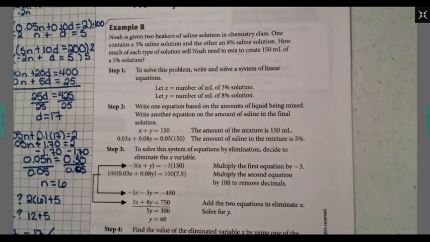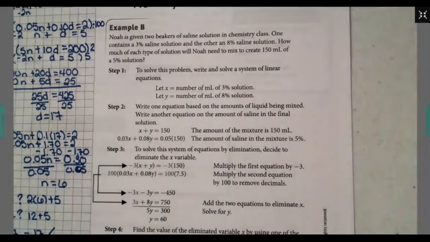Example B. Noah is given 2 beakers of saline solution in chemistry class. One contains 3% saline solution and the other an 8% saline solution. How much of each type of solution will Noah need to mix to create 150 milliliters of a 5% solution?